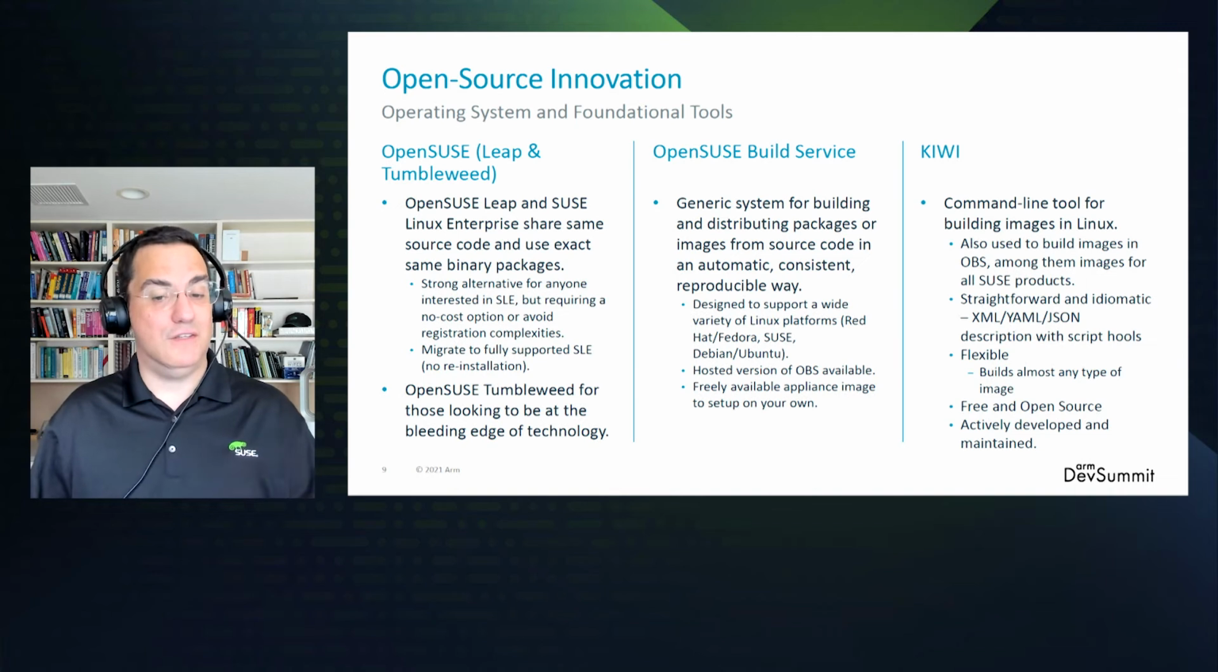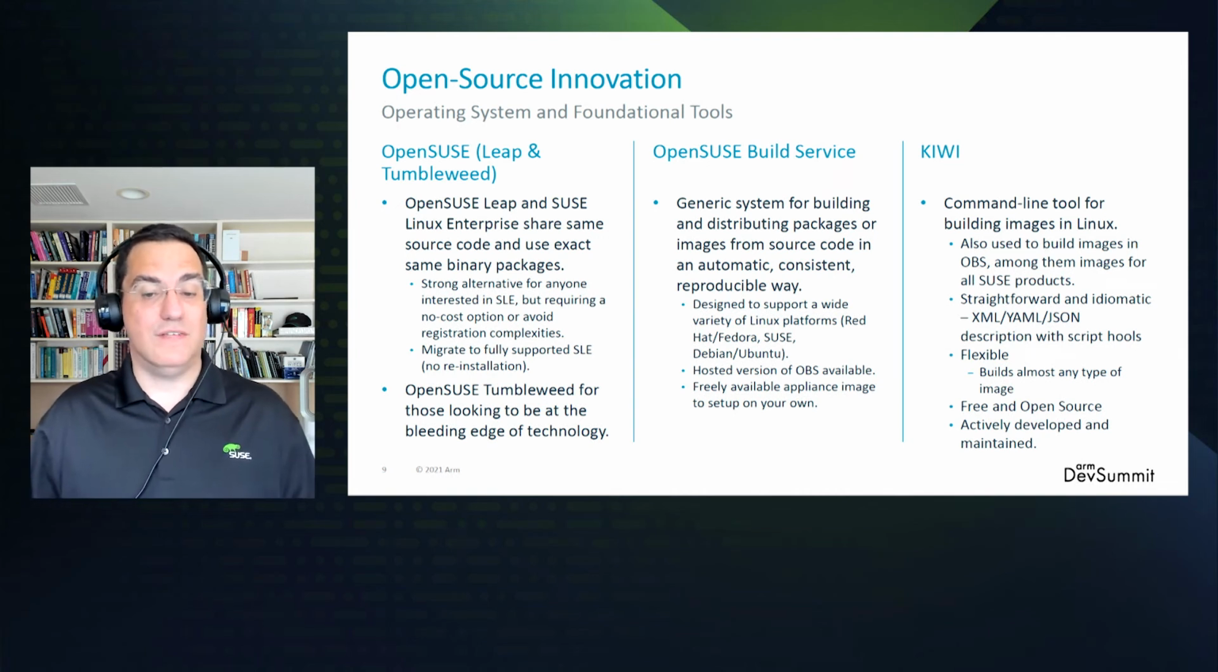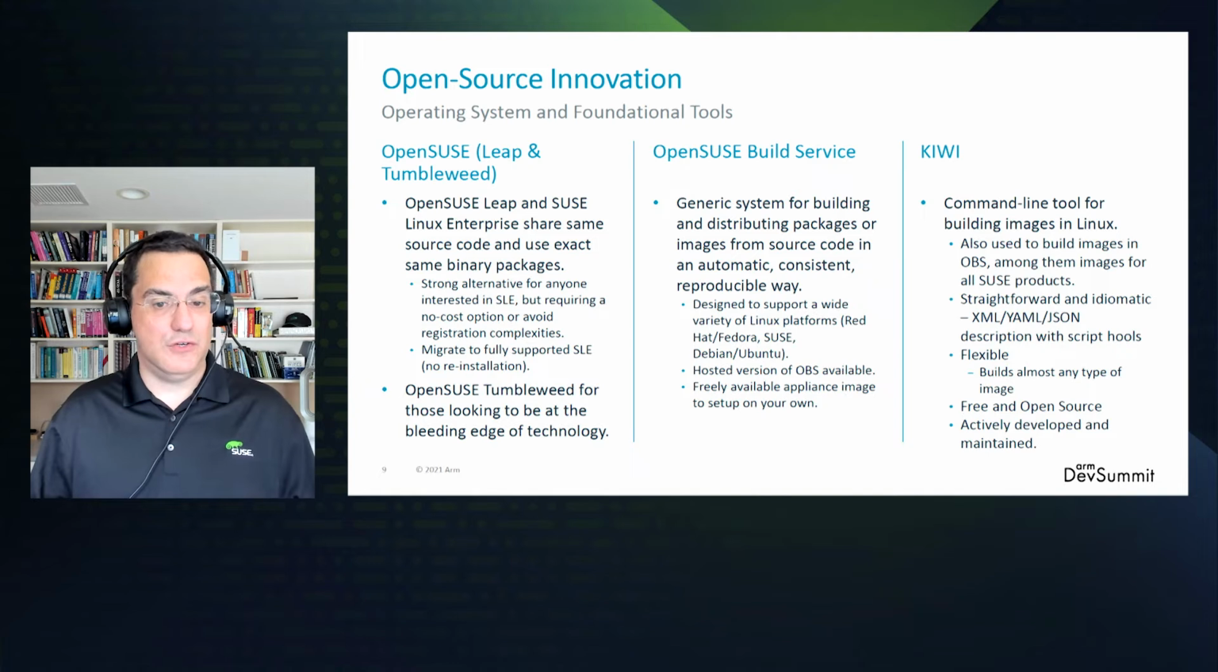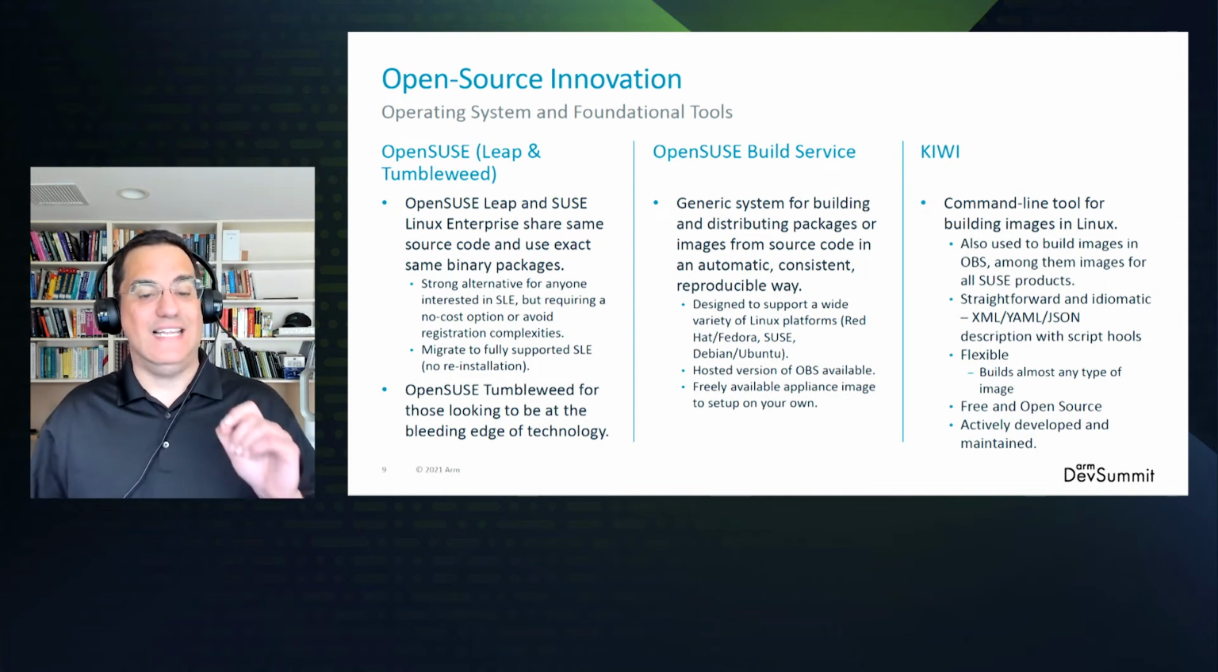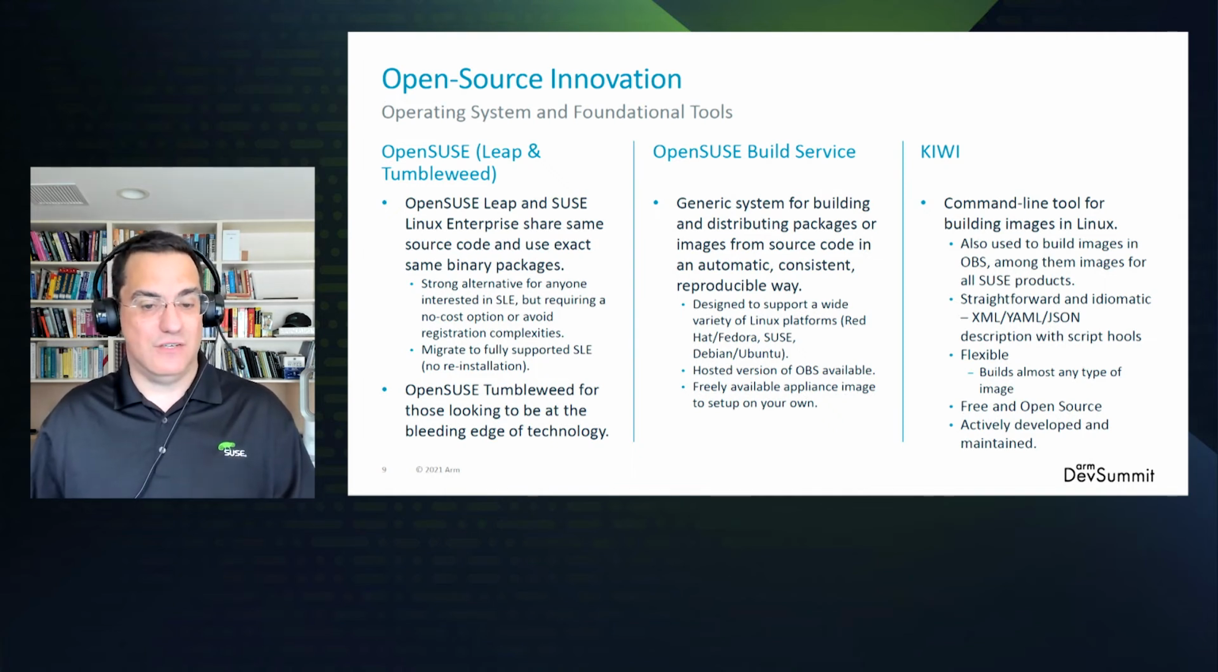openSUSE is our community distribution, our version of Linux, available across many instruction set architectures, including ARM64. openSUSE is available in two formats: Tumbleweed, which is a rolling distribution for those looking for the newest Linux packages and working at the bleeding edge, and Leap, which is a regular release version sharing the same source code and the exact same binary packages.